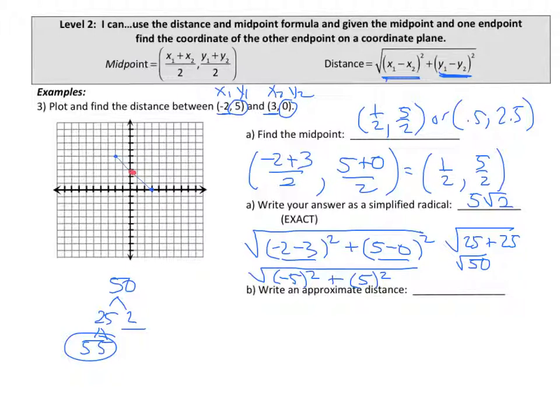Then a decimal approximation is what you get when you actually plug that in your calculator. If you plug either 5 radical 2 or square root of 50 into your calculator, you get about 7.07. The decimal goes on further than that, but since you have to round it, that's a decimal approximation. Exact form is when you leave it as a radical. And that would be the distance of that line segment that we drew.